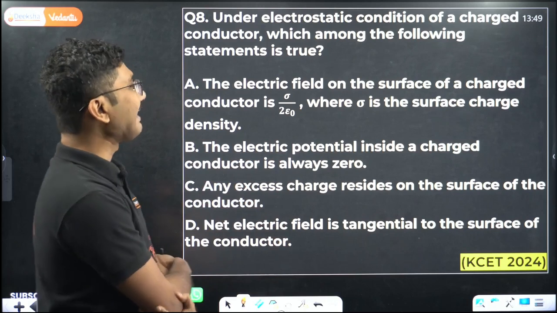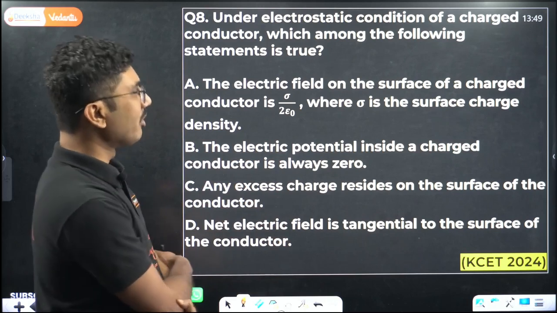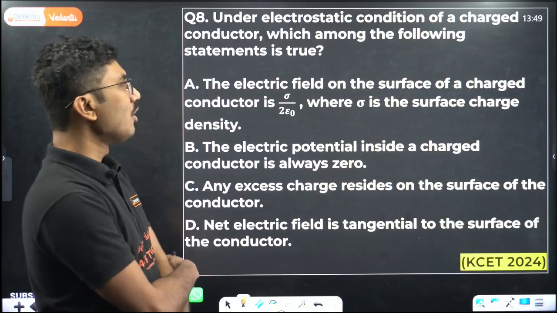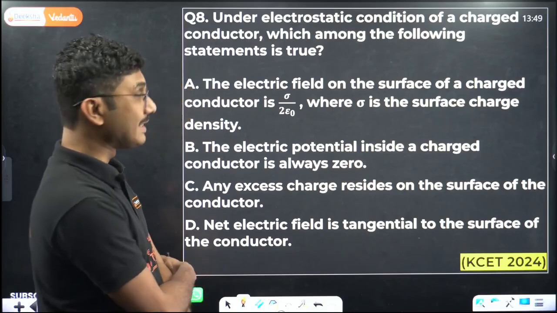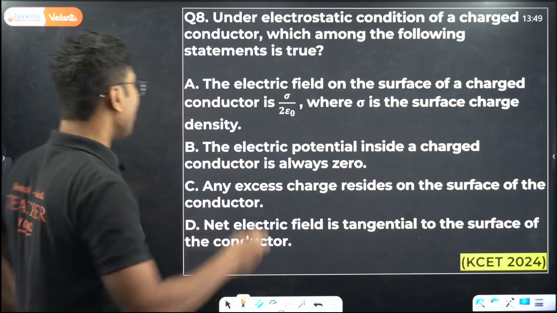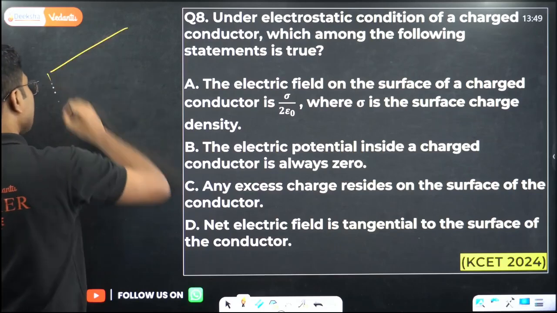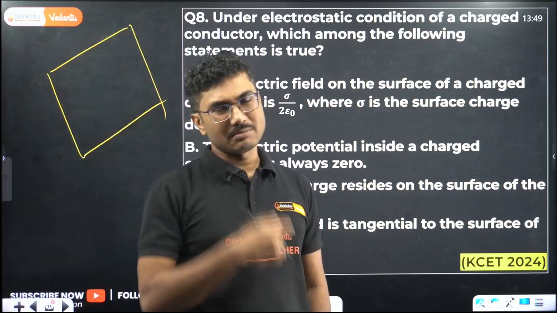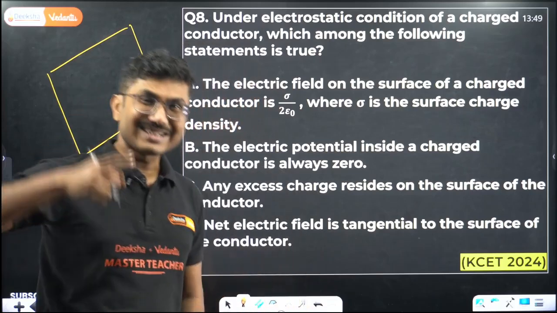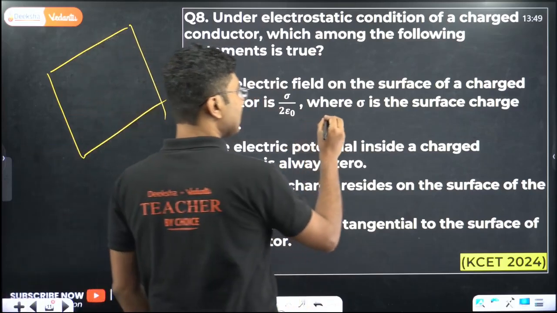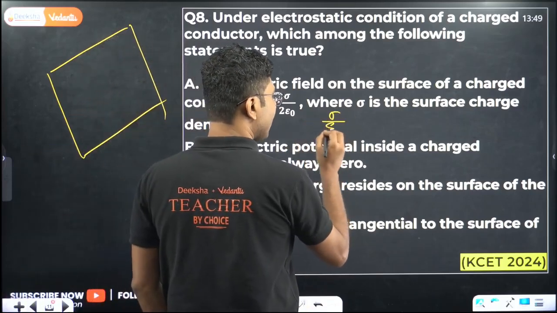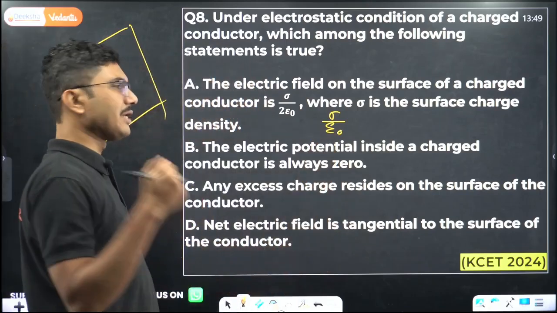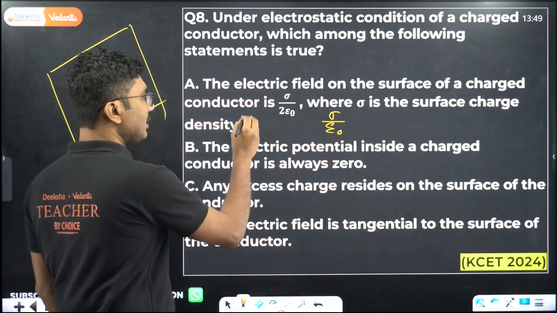The electric field on the surface of a charged conductor is sigma by 2 epsilon naught, where sigma is the surface charge density. Now for an infinitely large non-conducting sheet, the electric field is sigma by 2 epsilon naught. For a charged conductor, however, the electric field is sigma by epsilon naught only. So this statement is not correct.